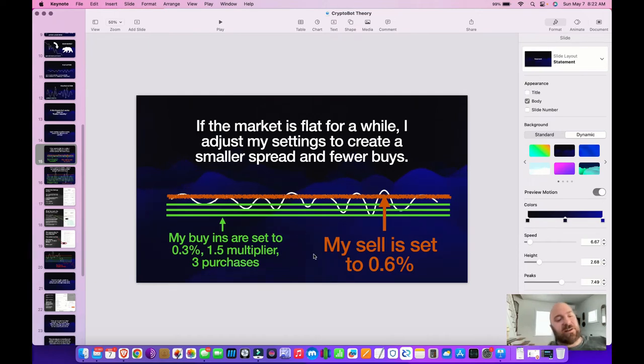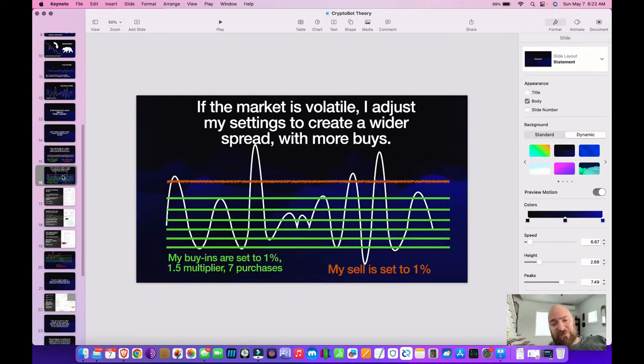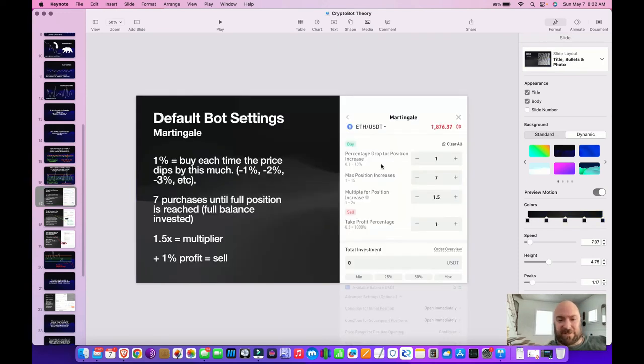I'd like to chat. You squeeze your settings when you have flat action, and you expand them when you have more volatile action. Very basic, which just means changing these percentages. Squeezing them is changing them to a smaller increment because you are literally trying to squeeze the buy and sells within a smaller range, or expanding them when it's more volatile.